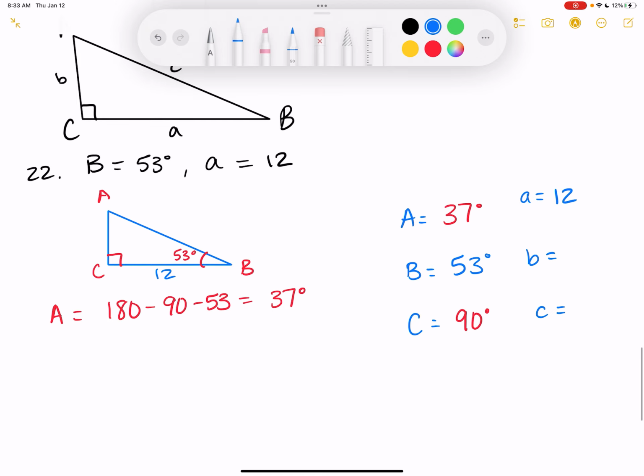so we're going to solve. What trig function would be one that we could use where we have this side here and this angle? Not sine, but tangent will work. Or cosine. So tangent is opposite over adjacent, so we would have the tangent of 53 degrees is equal to B over 12, opposite over adjacent.